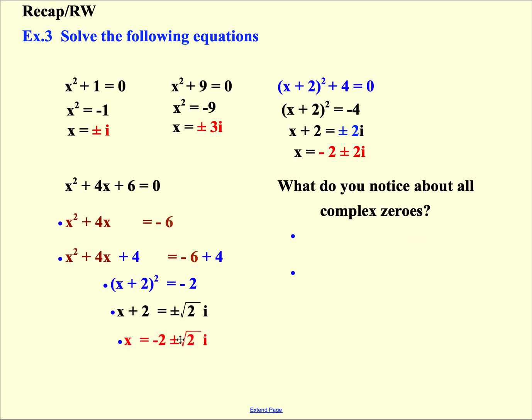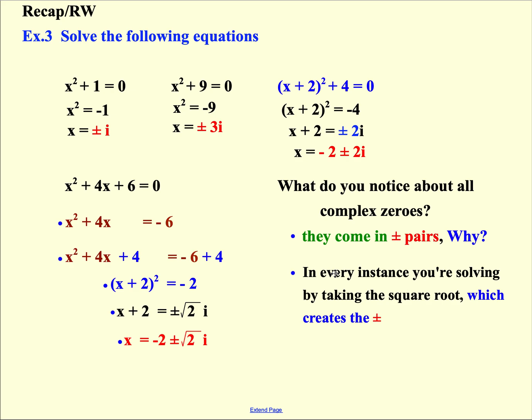The point of these problems is not really like it's a new idea. We've done all this kind of solving already. It's to talk about what do you notice with complex zeros. The thing is, they always come in plus minus pairs. And why is pretty simple, because in every instance along the way, you were taking the square root as you were solving, which creates the plus and minus idea.